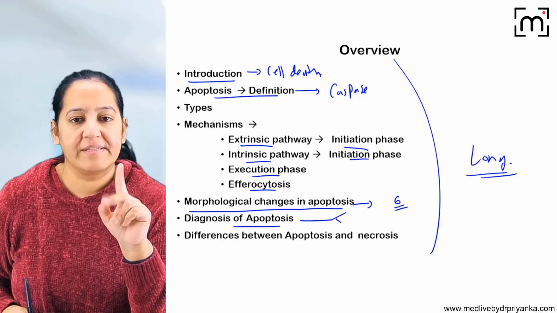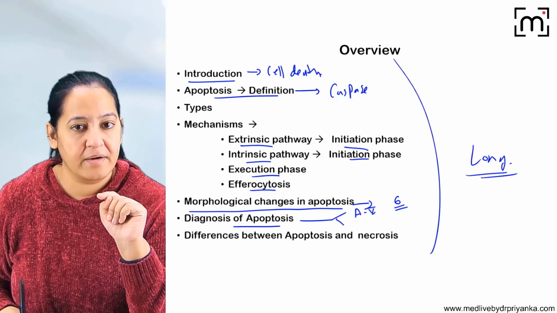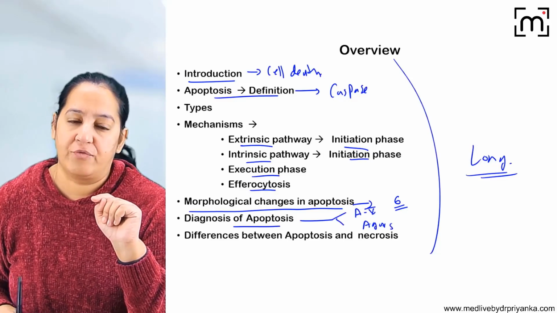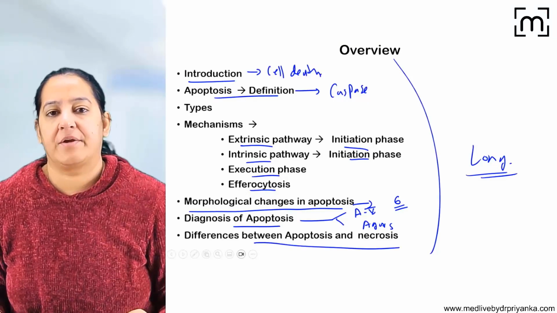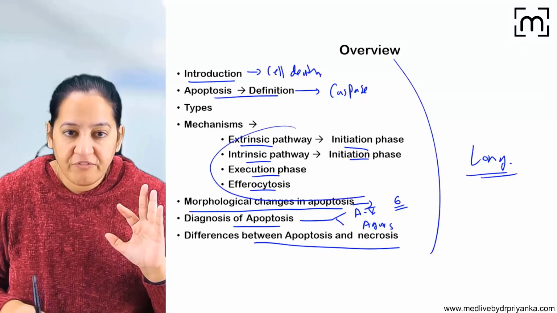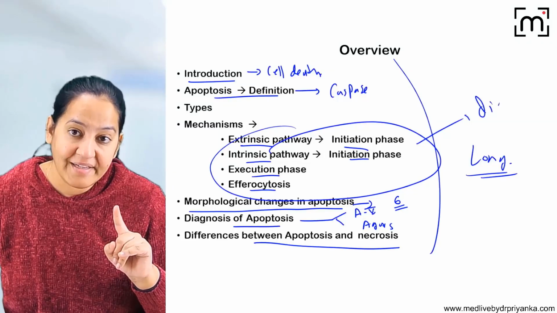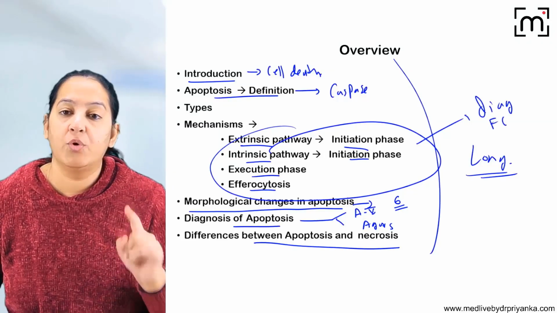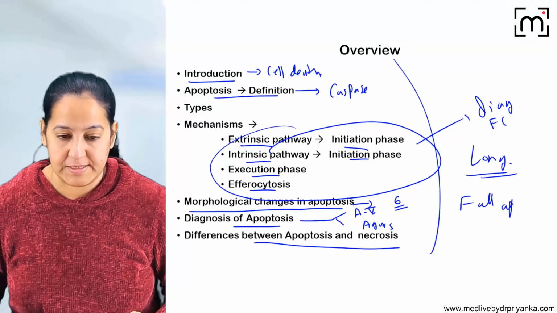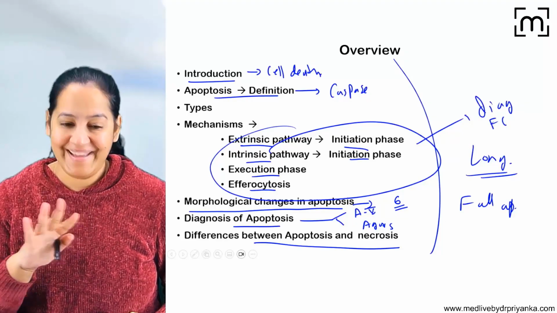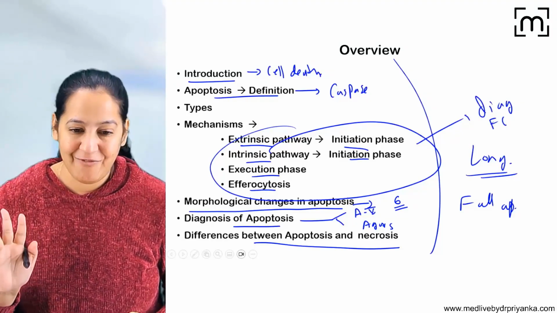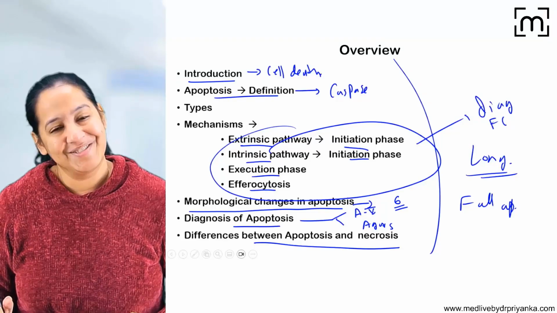Diagnosis of apoptosis, 2 ways are there. Number 1, Annexin 5 as a marker, and Agarose gel electrophoresis. Draw the diagrams. In the end, draw the difference table between apoptosis and necrosis. If you are drawing all the flowcharts and line diagrams here, you are going to get full marks in apoptosis. Believe me, this is the way you have to write apoptosis. I hope I told you very easily. Now apoptosis has become a cakewalk for you. Yes or no? Yes. So that's all about it.